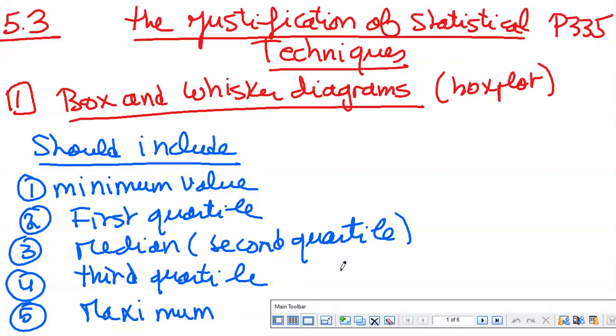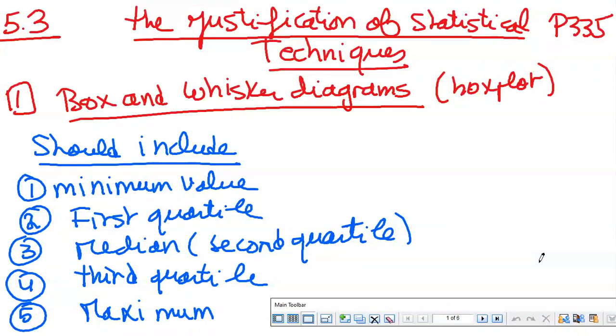Now we are in lesson 5.3. As I said in the preceding video, we're going to have a more detailed example in this lesson to learn more about the quartiles. So the first part in this lesson is how we're going to do the box and whisker diagrams. We also call it the box plot.